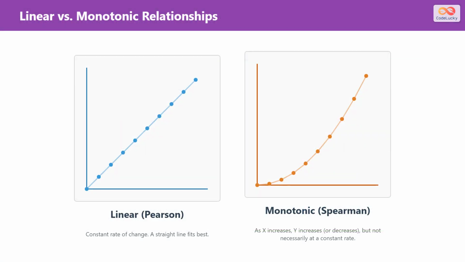Let us visualize this difference. On the left, you see a linear relationship. As x increases, y increases at a constant rate. A straight line fits perfectly. Pearson loves this. On the right, we have a monotonic relationship. As x increases, y also increases, but the rate changes. It curves. A straight line would be a bad fit here, but since the order is preserved, Spearman correlation would still give this a perfect score.